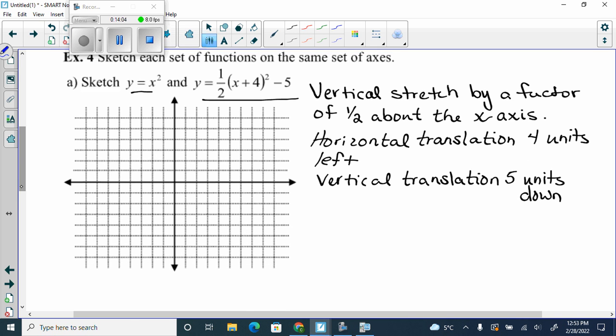As a mapping, this would be affecting the x and this would affect the y's. So we'd have x, y becomes x, what for? We need to move 4 left, so x minus 4, yep. And then 1/2 y minus 5.